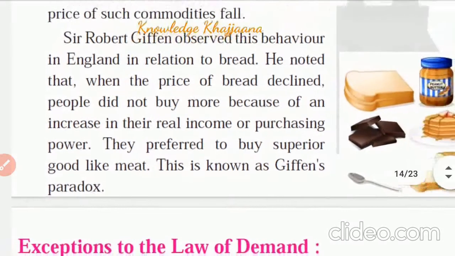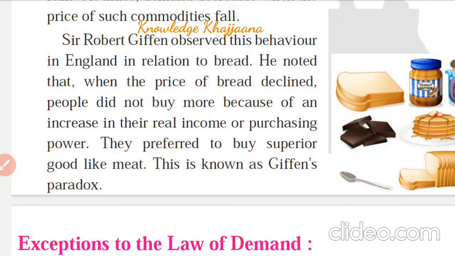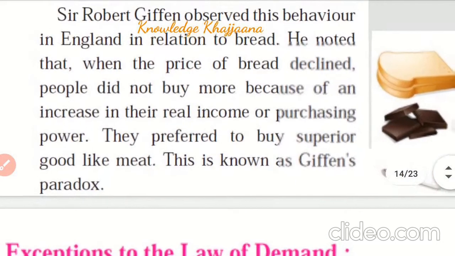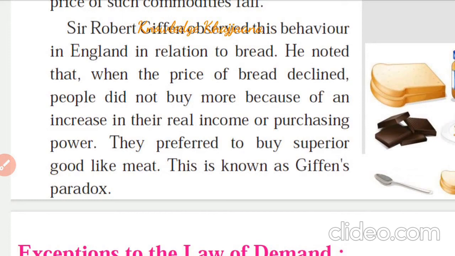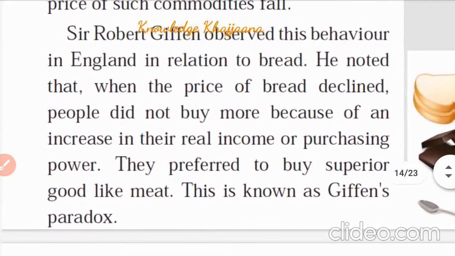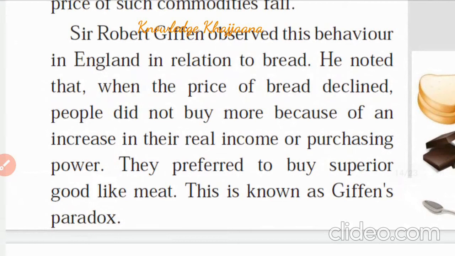See, instead of buying more bread when the price of bread had declined, they neglected or ignored it, and they preferred to buy superior goods like meat. Okay, because meat is considered superior in England compared to bread. Bread is supposed to be inferior. So, though the price of bread declined, they didn't buy more bread. Instead, they bought superior goods like meat with the real income which was saved. This behavior was observed by Sir Robert Giffen, so it is called Giffen Paradox.